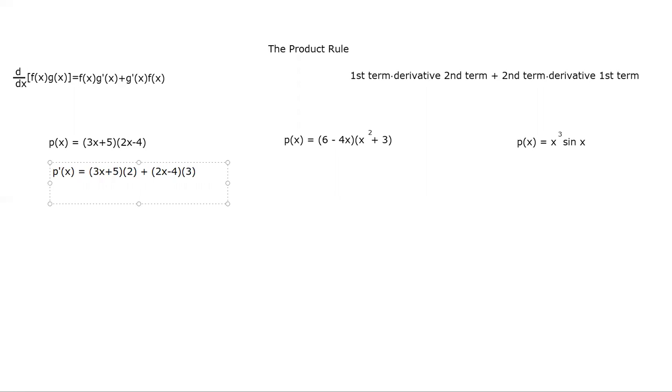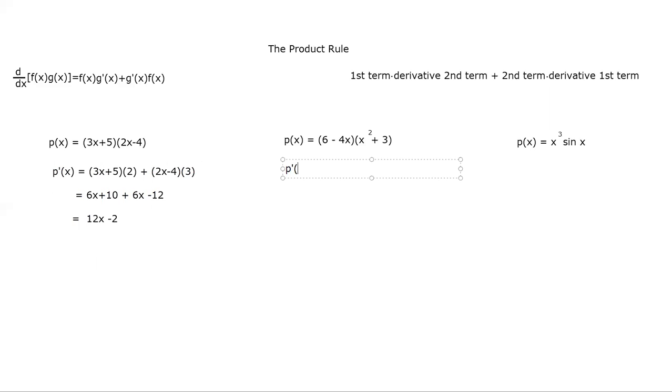Okay, we come down to our next line and we need to distribute 3x plus 5 times 2. That's going to give us 6x plus 10. And on the other side, 2x minus 4 times 3 gives us 6x minus 12. Okay, of course, we need to add our like terms to finish this problem up. That's going to give us 12x minus 2. That's our problem.